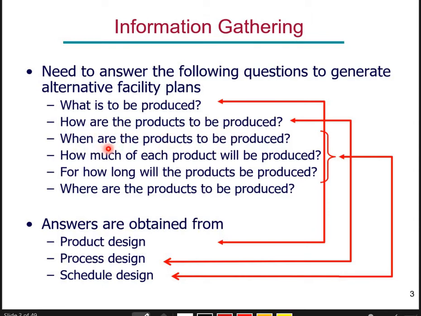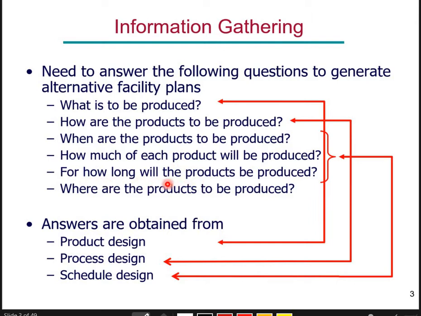And then another question, when are the products to be produced? What is the exact time of this production? Should I produce it now, or 1 week later, or 1 month later? How much of each product will be produced at each time? This week produce 20, next week produce 100. How much? I need to know this. I need to answer this question.